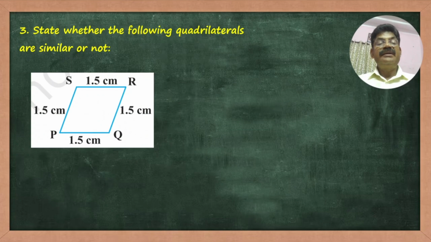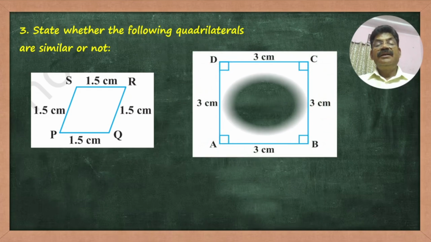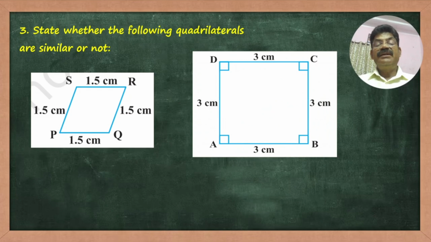P, Q, R, S. It seems to be a rhombus. Each side is equal to 1.5 centimeter. You consider this quadrilateral ABCD. It is a square. So each side is 3 centimeter. Therefore, the corresponding sides are in proportion. Same ratio. 1.5 divided by 3 is equal to 1 by 2.